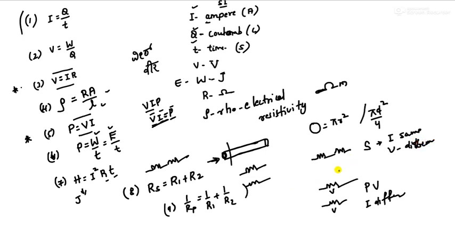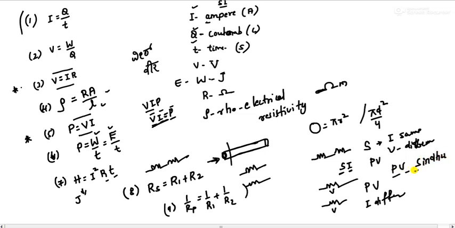So you can just remember it like this: SI, series, current is same, and then PV, you know PV Sindhu, so you can remember with her name. She's an Indian athlete, PV Sindhu. PV is parallel, voltage is same. In parallel connection, voltage is same, and in series connection, current is same. You can remember it like that.